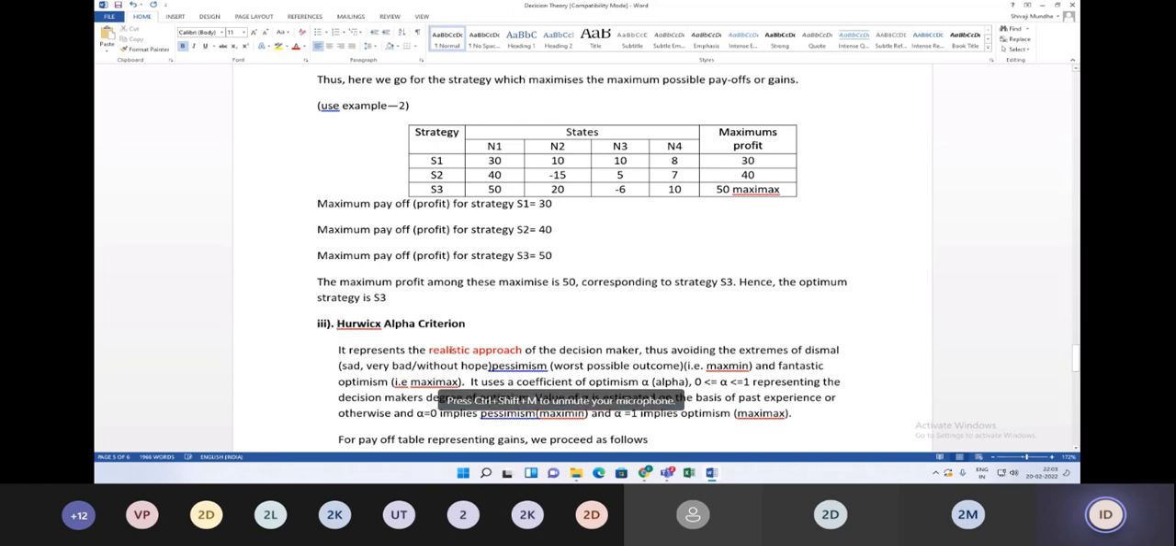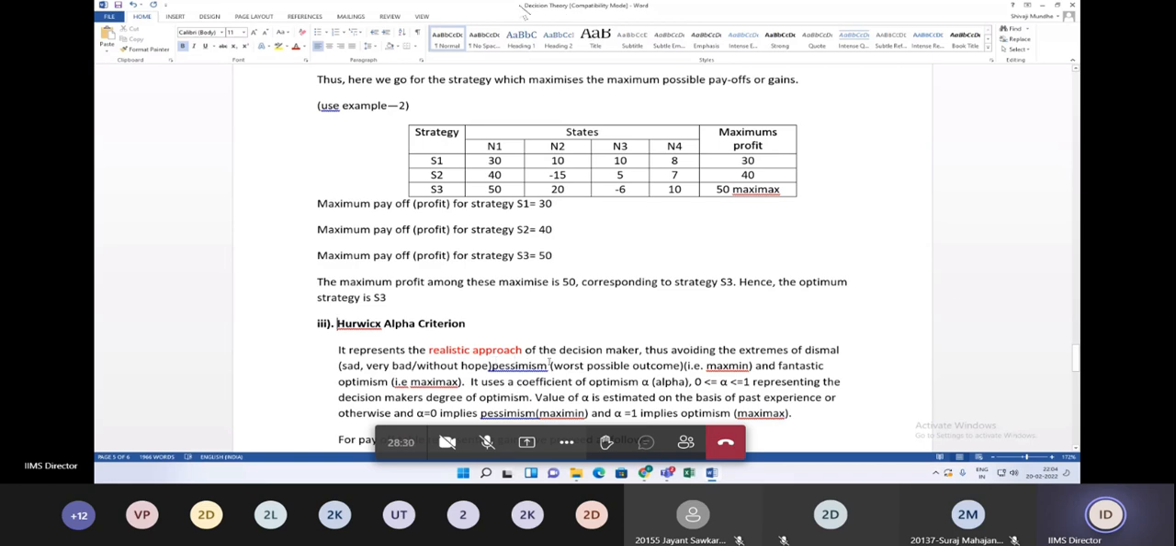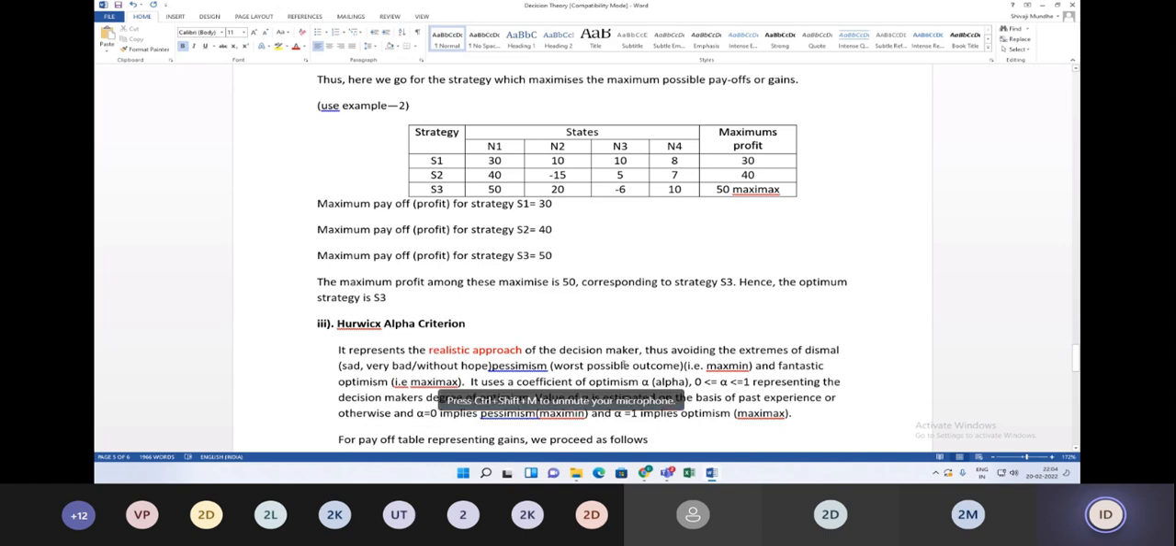Hurwitz alpha criteria. In this criteria, MCQ type questions may come, so don't get confused between maximin, minimax, maximax and minimin. It represents the realistic approach. Here in this criteria, the realistic approach is used by the decision maker, because the extreme values, too low or too high, are avoided. Extreme dismal means very sad or very bad or without hope.